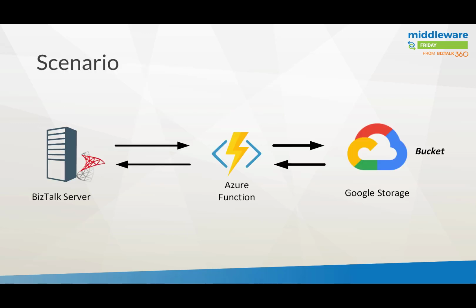The scenario was that I was helping a colleague getting files from BizTalk Server into a function and from a function into Google Storage. So BizTalk Server was on one end from one company that had to send files to another company, but that other company was using Google as a platform. So that's the Google Cloud Platform. And specifically, they had a Google Storage account with a bucket.